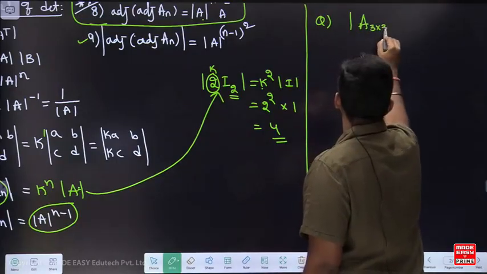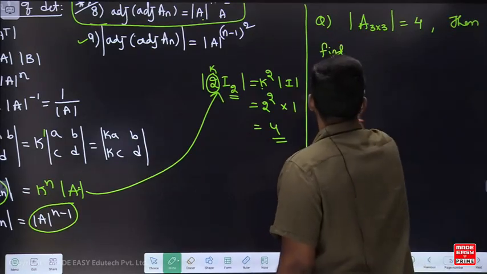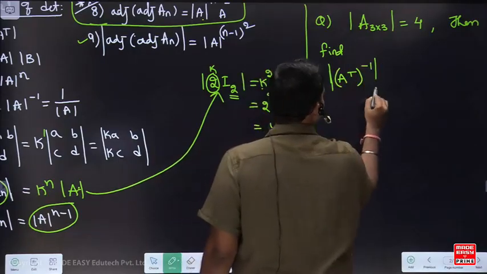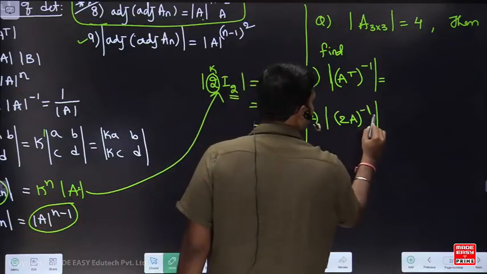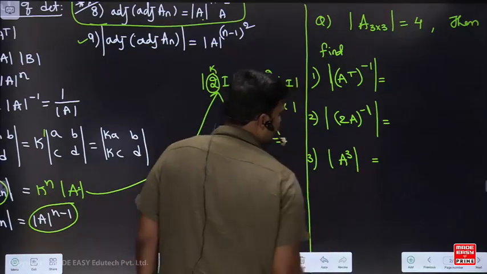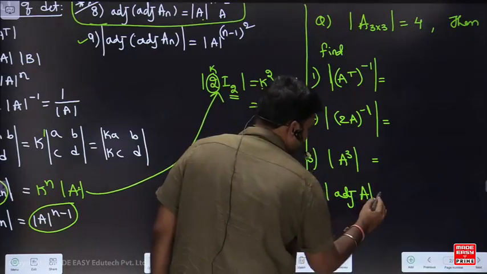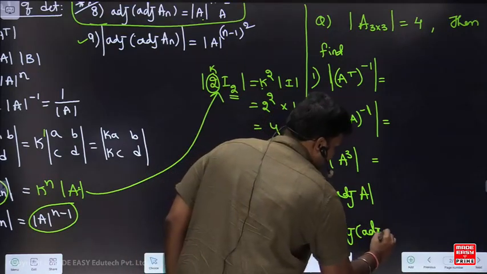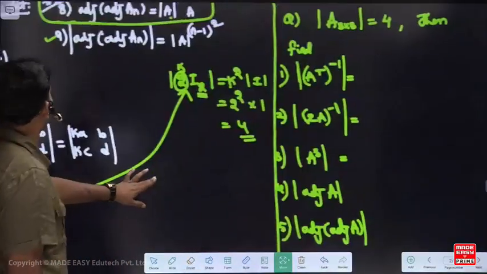Mod of A, a 3 by 3 matrix, is equal to 4. Okay, so then find: the first one, mod of A transpose whole inverse is equal to; second one, mod of 2A whole inverse is equal to; third one, mod of A power 3 is equal to; fourth one, mod of adjoint of A; and fifth one, mod of adjoint of adjoint of A. So these many things I want to find out.